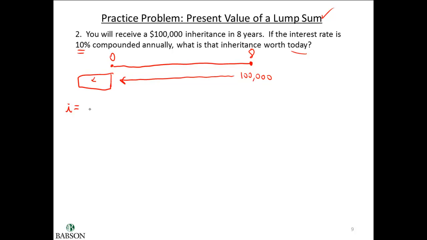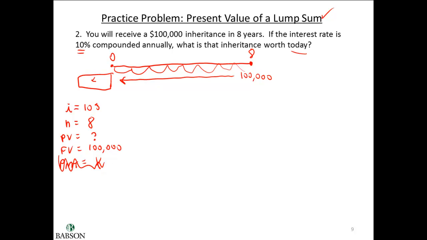I is pretty straightforward. That's going to be 10%. N relates to the number of periods, in this case years, that the cash flow is moving through time. 1, 2, 3, 4, 5, 6, 7, 8 years. And there are 3 other variables that we typically look at: payment, FV, and PV. The 100,000 is what we have later. We're looking for the present value, and payment is again not applicable in this case.